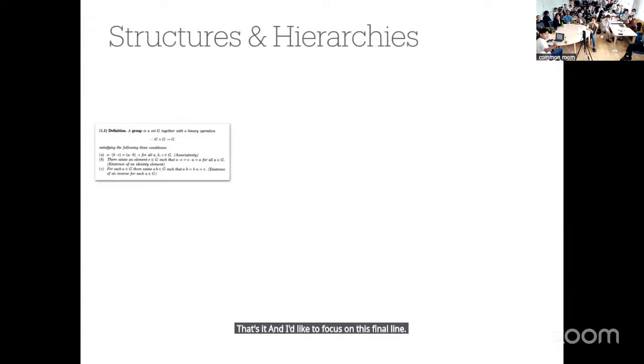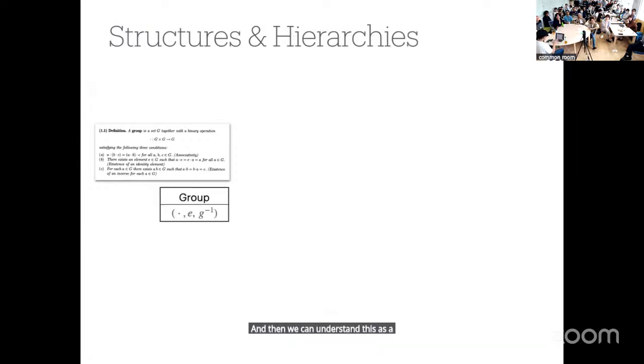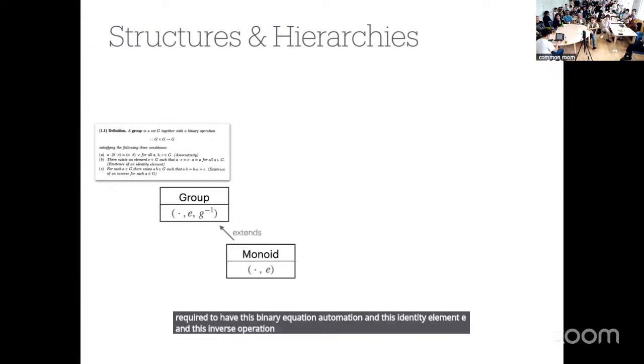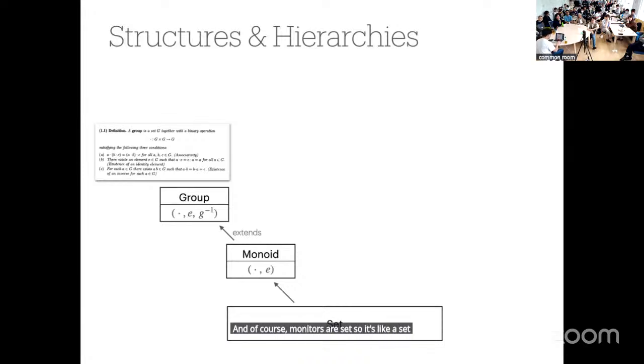As we remember, we saw this mathematical definition of a group. We can understand this as: a group is an abstract type that is required to have a binary operation called multiplication, this identity element e, and this inverse operation. And we can say that the type group extends the type monoid, which has multiplication and unit, but not necessarily the inverse operation. So the group type extends the monoid type. And of course, monoids are sets, so monoid extends the type set.